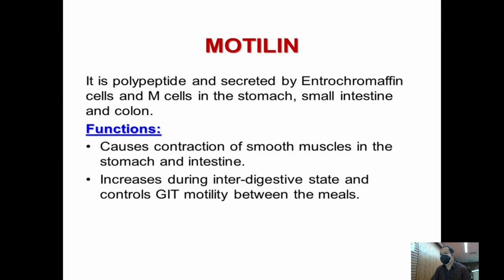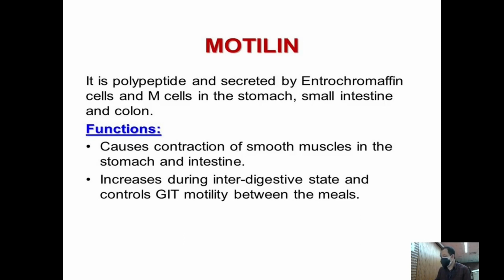The function of motilin is that it causes contraction of smooth muscles in the stomach and intestine, and these contractions increase during the interdigestive state. Every 90 minutes, there would be a contraction caused by this hormone motilin, and it behaves like a hormone that functions in housekeeping, by pushing all the chyme, the digested matter, from the stomach into the small intestine and then into the large intestine.